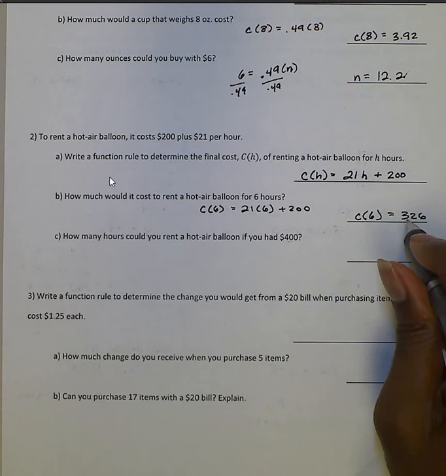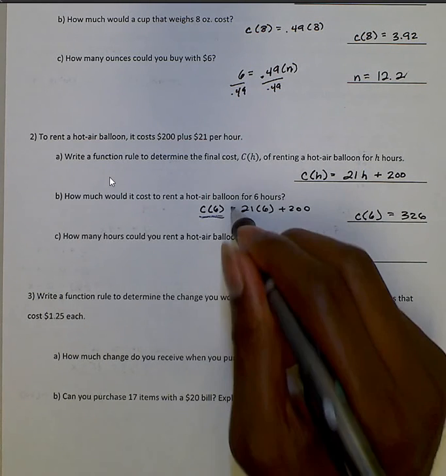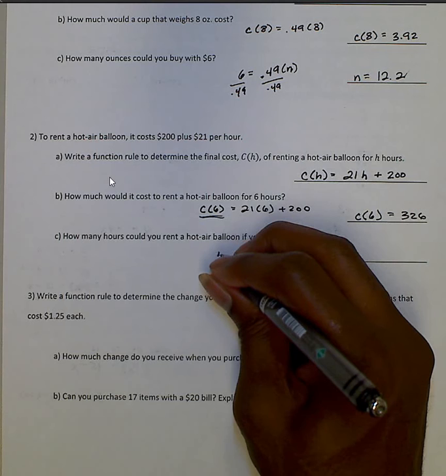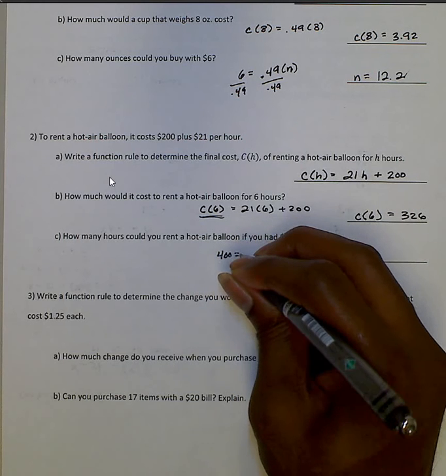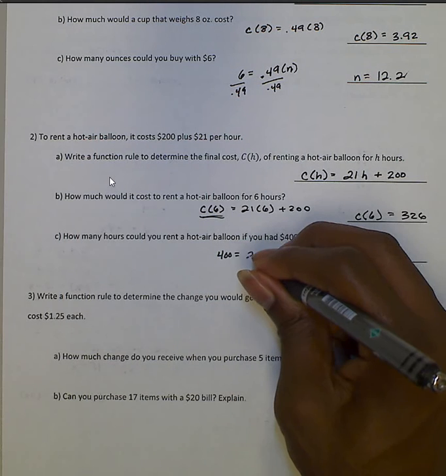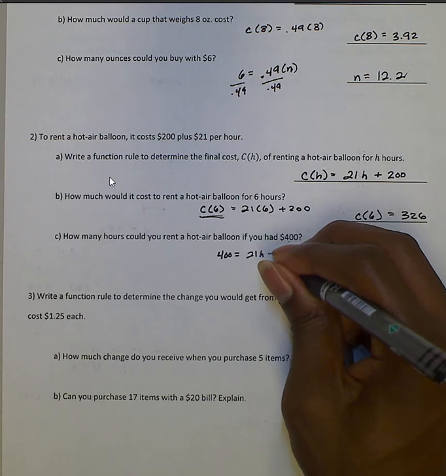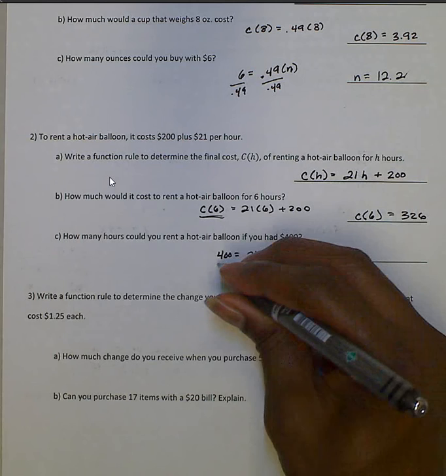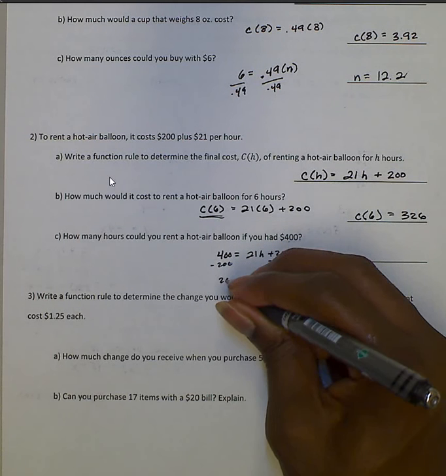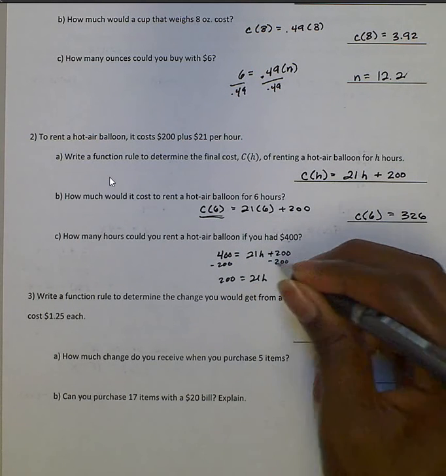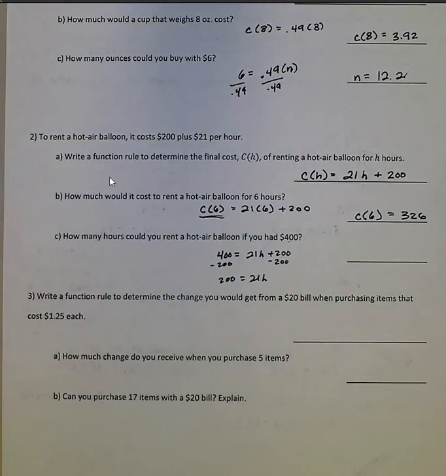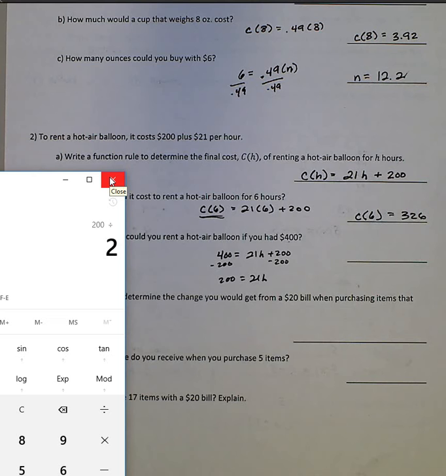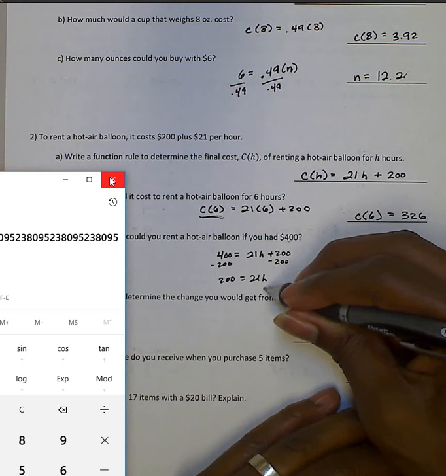Now this cost, I'm not going to use C of anything, I'm just going to say the cost is 400. It equals the rest of my equation, 21h plus 200. Subtract 200 from each side. 200 equals 21h. Then I can divide by 21. I'm pretty sure right now that's going to be about 9 hours, but the answer says 9.5.